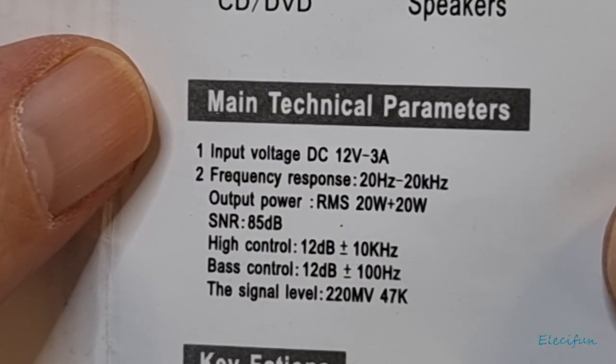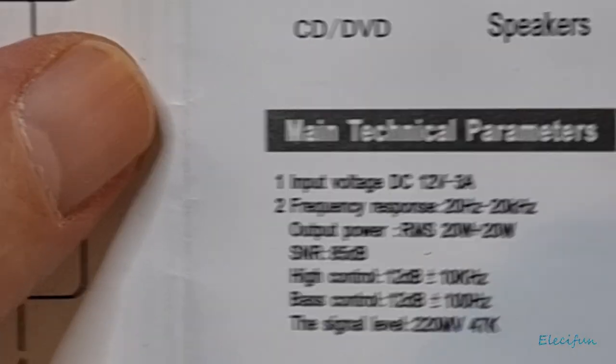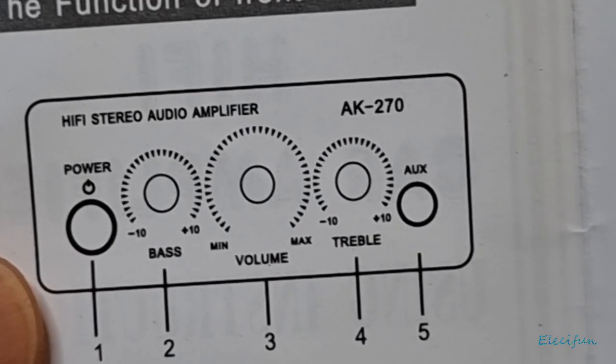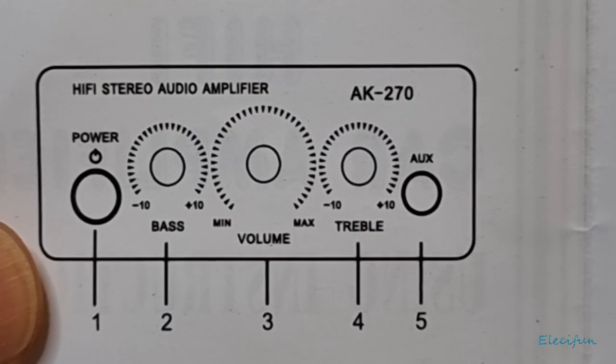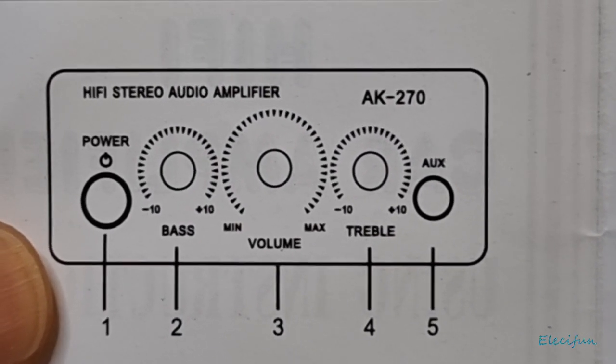Yeah, RMS, look, 20 watts plus 20 watts output power. There you go, big old lie, manufactured lie. The difference between the one down and the one at the top there is you got an auxiliary in on the top. I don't know what it's like on the back, but that's the AK270, and this is the AK170.